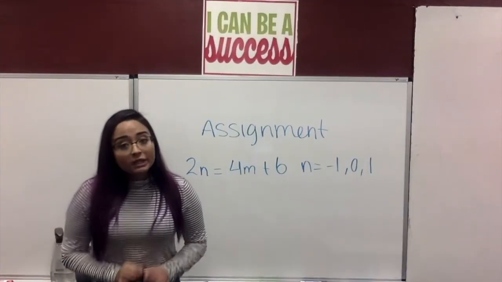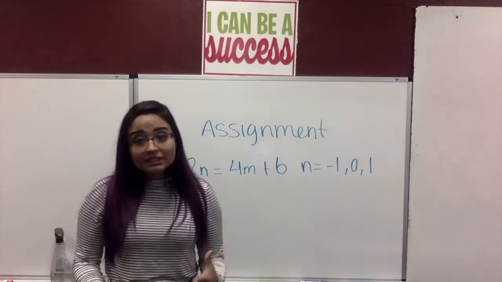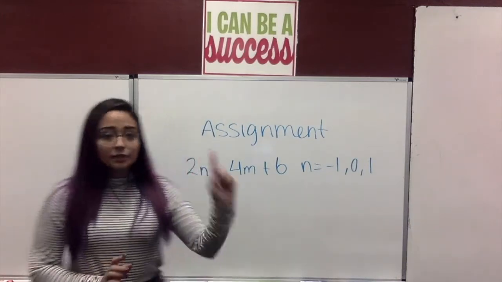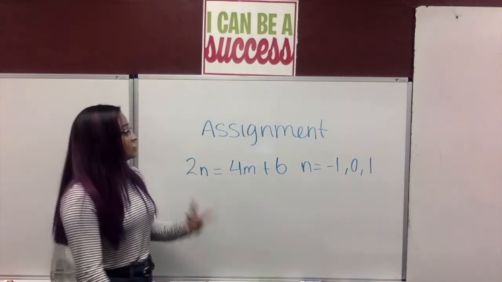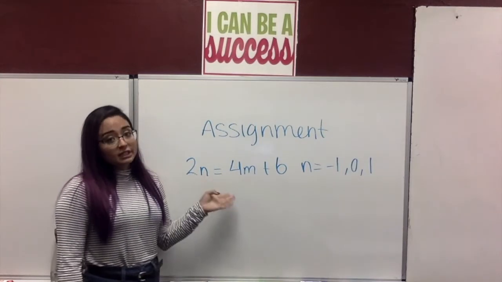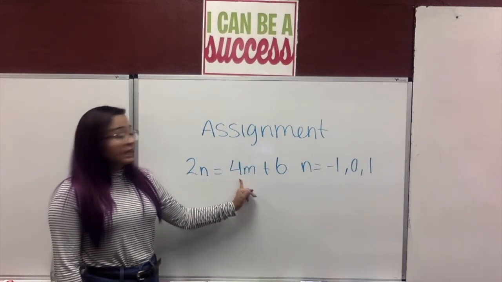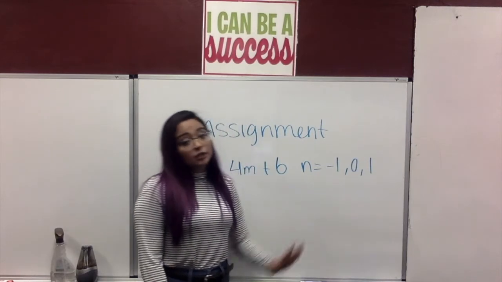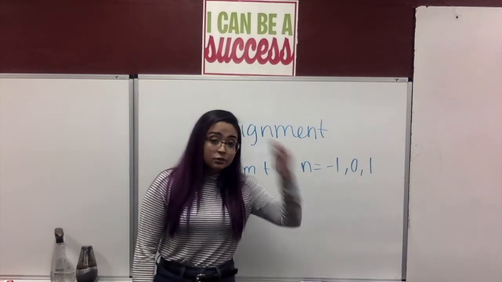Very well. Now that we went over that example, I know this concept was a bit more extensive than the rest, but that is why that is the only concept we will be reviewing today. So, for your assignment, I want you to follow the same exact steps that I just followed to solve for this equation. So, we have 2n equals 4m plus 6, and we have our 3 values for n. So remember, you're solving the same equation 3 different times, and you're giving me 3 different values for m.